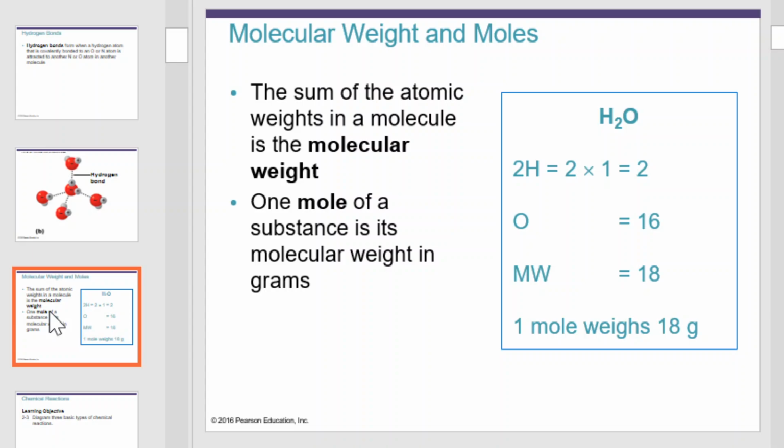There's 1 oxygen in a water molecule, so we simply take 1 times 16, and the atomic weight of oxygen is 16 AMUs, or Daltons. To get the molecular weight of the entire molecule of water, you simply add the hydrogen atoms to the oxygen atoms, and your molecular weight is 18.